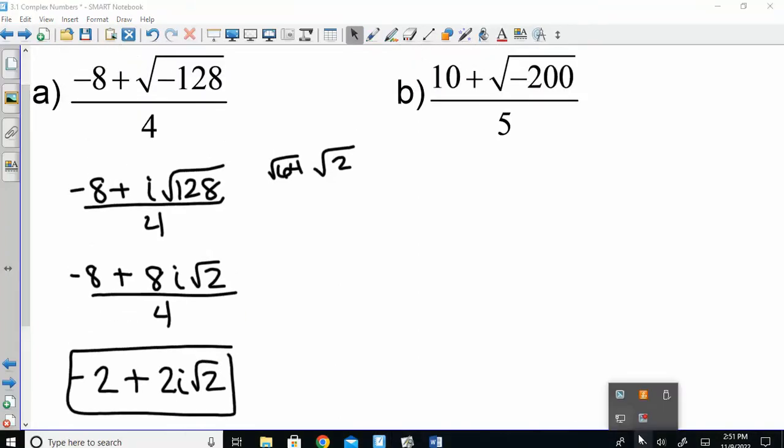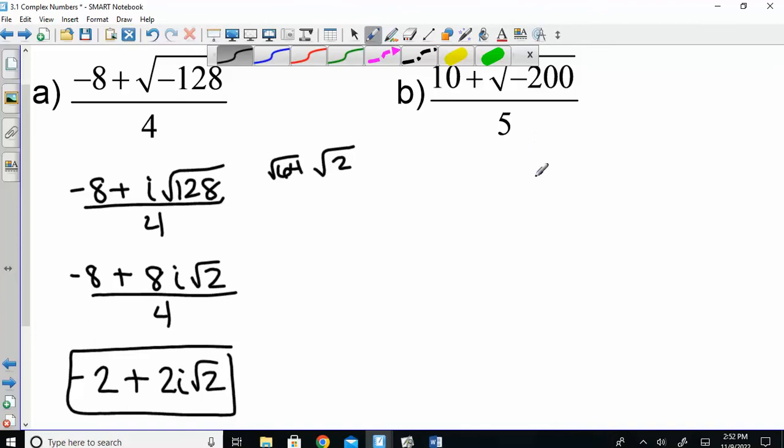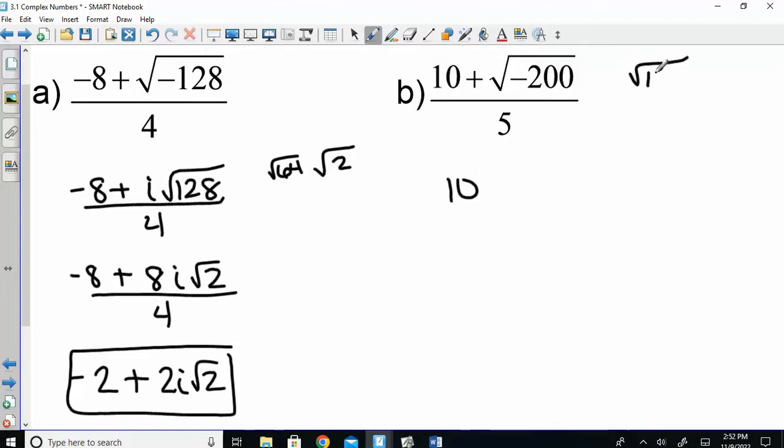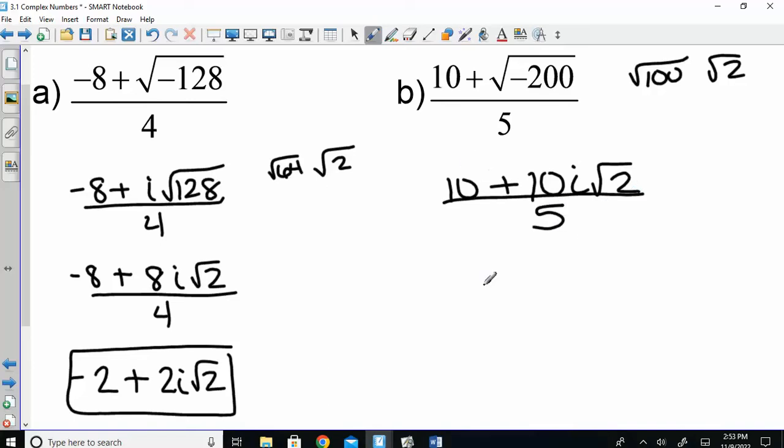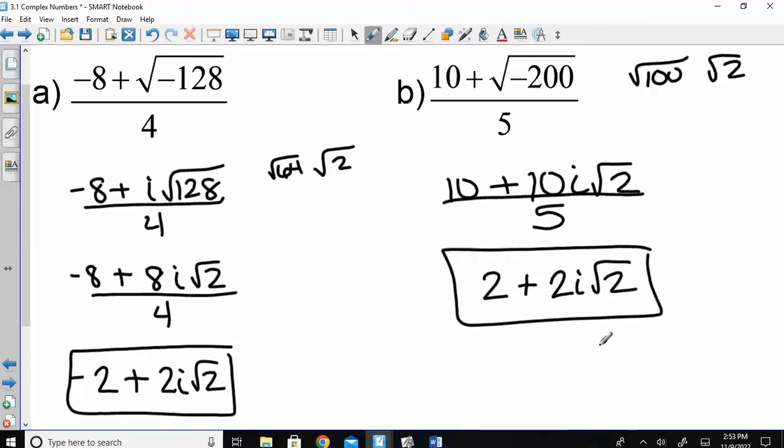You guys do B. So you can break 200 up into... So the square root of 100 is 10. We have to take out the i. So 10 divided by 5 is 2. 10i radical 2 divided by 5. Once again, it's 2 plus 2i radical 2.